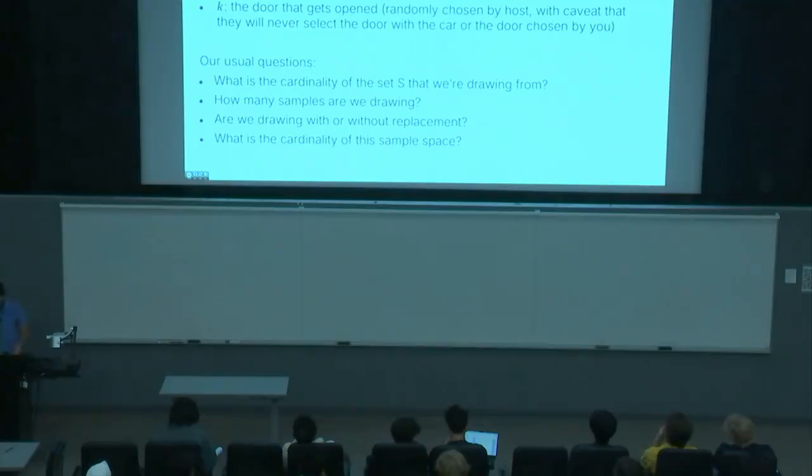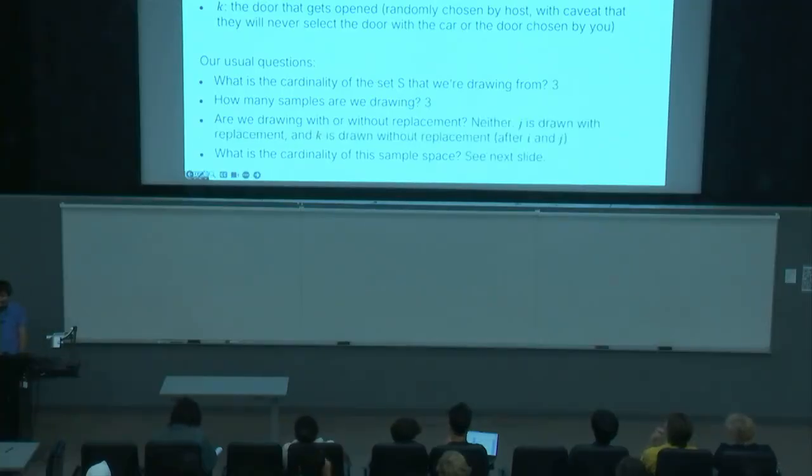I'm just going to answer these for you. So the cardinality is just 3. Those are the 3 different things I can draw. How many samples are we drawing? 3. Are we drawing with or without replacement? It's kind of a mess. If we compare I and J, actually I'll just go straight to my slides. I would say it's neither with or without replacement. I'll say J is with replacement.